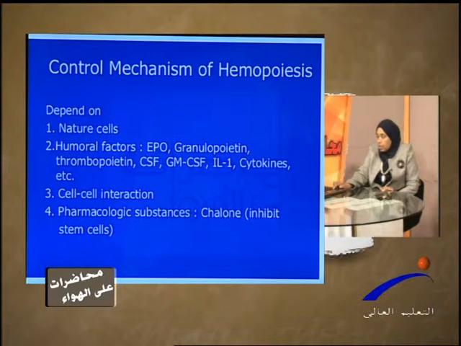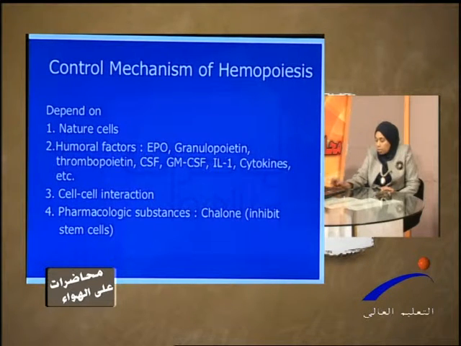So the control mechanism of hematopoiesis depends on the nature of the cells, the humoral factors like erythropoietin or thrombopoietin, the growth factors, the cell-cell interaction, and pharmacologic substances like specialized drugs, which can inhibit bone marrow and inhibit erythropoiesis or megakaryopoiesis.